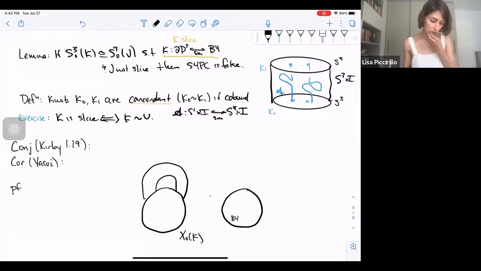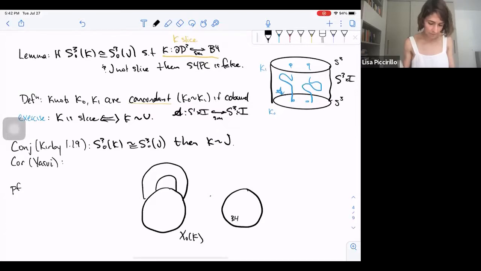Okay, so I made that definition because I wanted to be able to tell you that there was a conjecture that said quite strongly that the conditions of this lemma should not happen. This is a conjecture of Akbulut and Kirby. It was on the original Kirby problem list. What they conjectured is that if you have a pair of knots with homeomorphic zero surgeries, then they just have to be concordant. And so in particular, this doesn't happen.